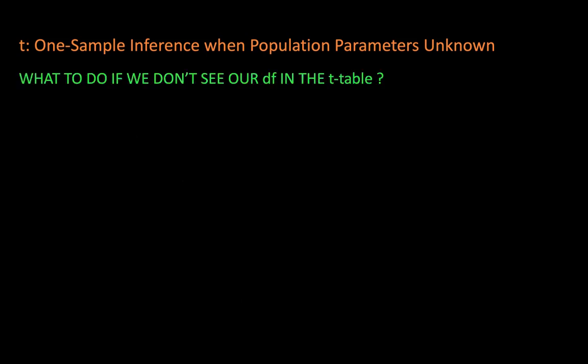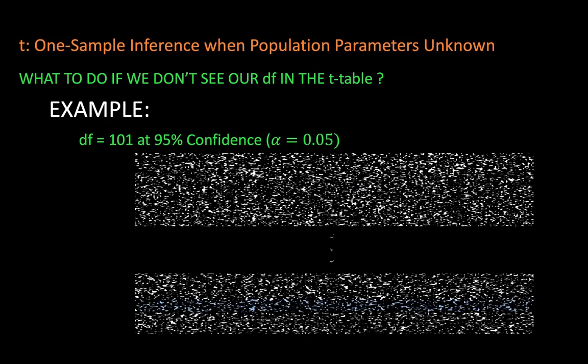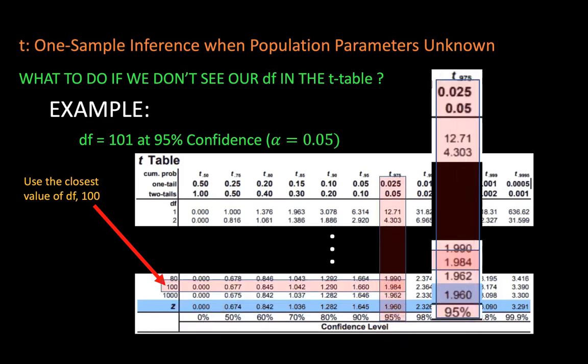What to do if we don't see our degrees of freedom in the t-table? An example of this, if we have a degree of freedom of 101 and 95% confidence, that is at alpha equal to 0.05. As we can see, we only have degree of freedom of 100. We use the closest value of degree of freedom to 101, which is 100. And then we see that the t-score is 1.984 and the two-tail probability value is 0.05.